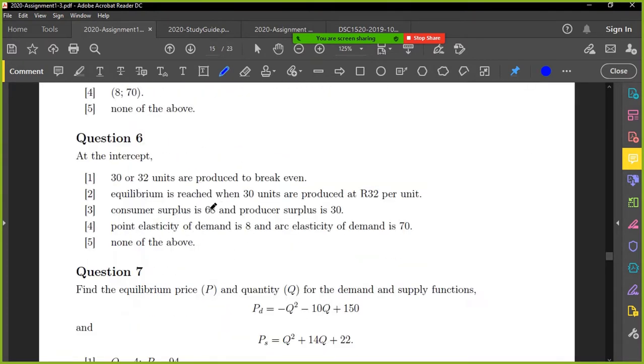Is that an option? Okay. No, consumer surplus 68, it's already wrong. Okay, you can see it's wrong. Yes, all right, that one's wrong. Okay, point elasticity of demand is 8. Okay, let's just check that.